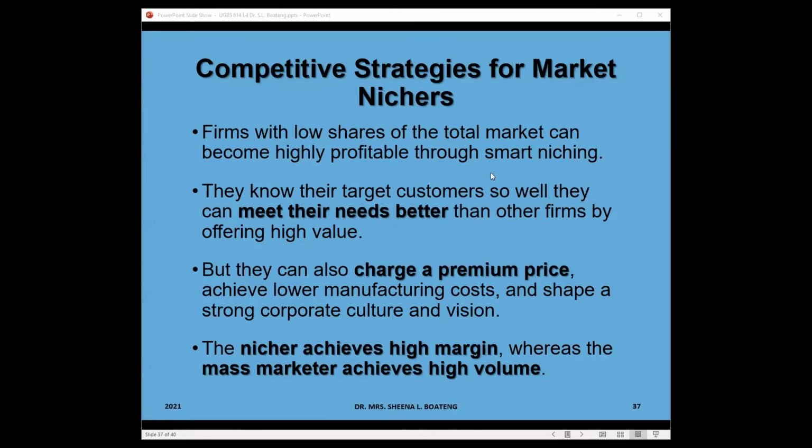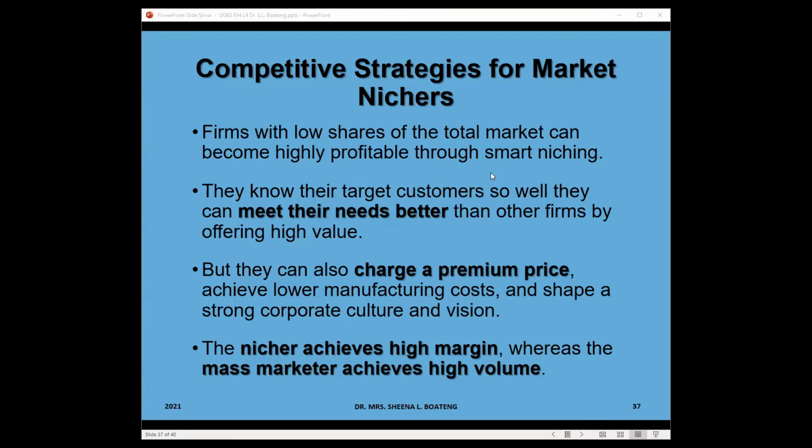And the best part of this is that because they know the individual needs of the target customers in these markets, and they are in a position to serve each of these needs at the best possible level, they can go ahead and charge a premium price for the high value that they are offering to the customers in these markets. Because given that the markets are not so large, they can achieve lower manufacturing costs and build a strong corporate culture and vision that they can easily implement and achieve within this market.